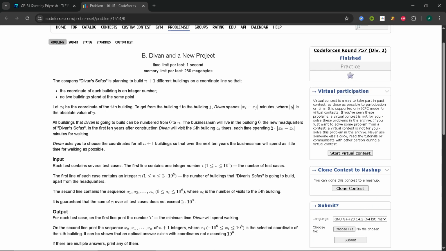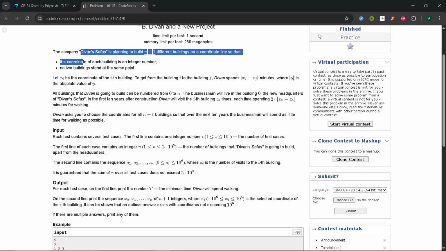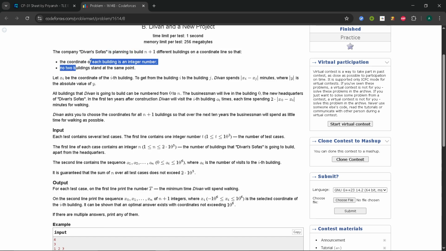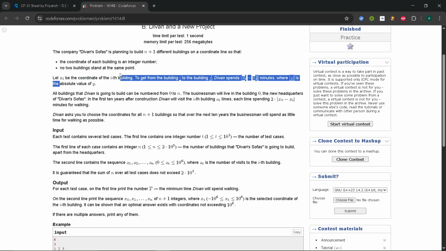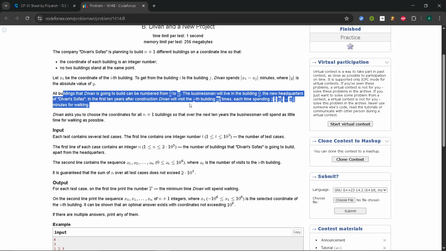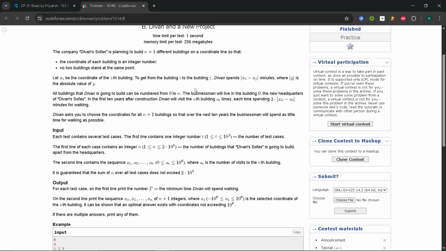Okay. The company Divan is planning to build n plus one different buildings on a coordinate line, and the coordinate of each building is an integer number. No two buildings stand at the same point. Let xi be the coordinate of the ith building. To get from building i to building j, Divan spends mod of xi minus xj minutes, where mod is the absolute value. All buildings that Divan is going to build can be numbered 0 to n.